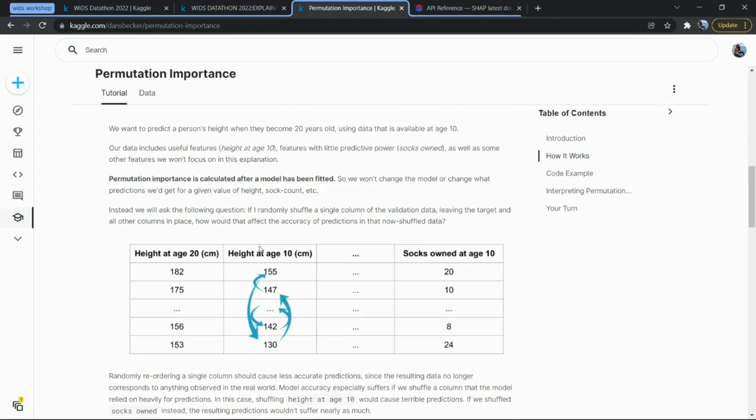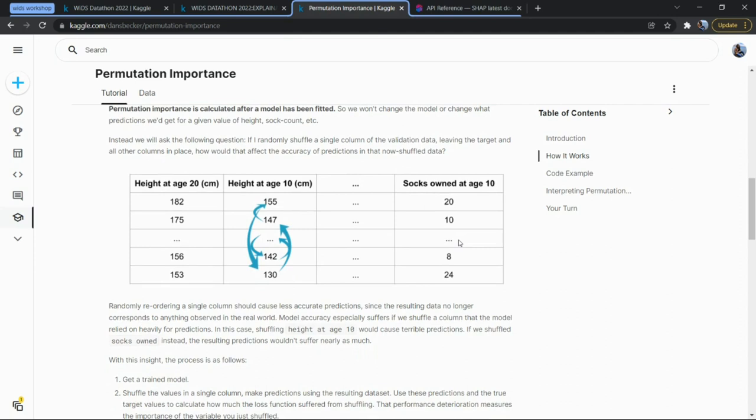Here you can get the importance of the feature. The permutation importance is calculated after the model has been fitted. In our case, we fitted the XGBoost model to predict the site EUI, the building consumption. So we have the site EUI that we are predicting, and here it is the height at age 20 that we are predicting. So we fitted an XGBoost model. Don't change the model or change the predictions that you're getting for any given new example.